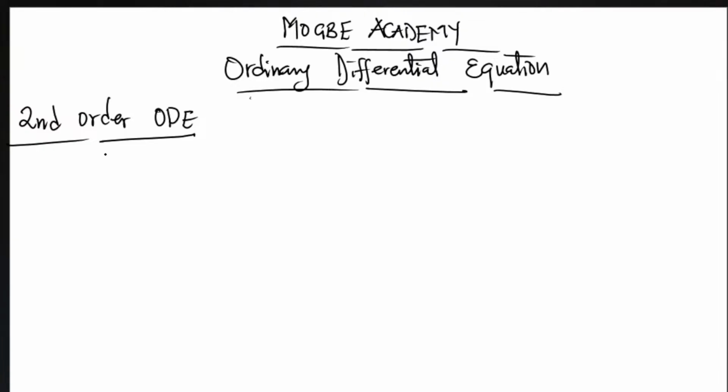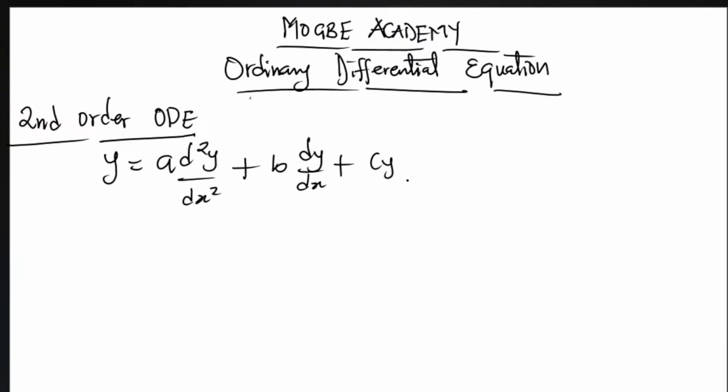If you have an equation y equal to A d square y over dx square plus B dy over dx plus Cy, right? Now, if you have this equation, look at this equation. What is this equation telling you? This is a second order ordinary differential equation. Why is it a second order ordinary differential equation? It's because the highest power of your differential is 2. That is why it is a second order ordinary differential equation.